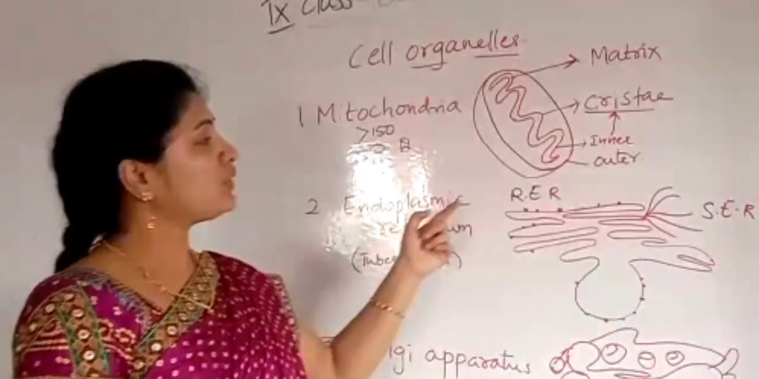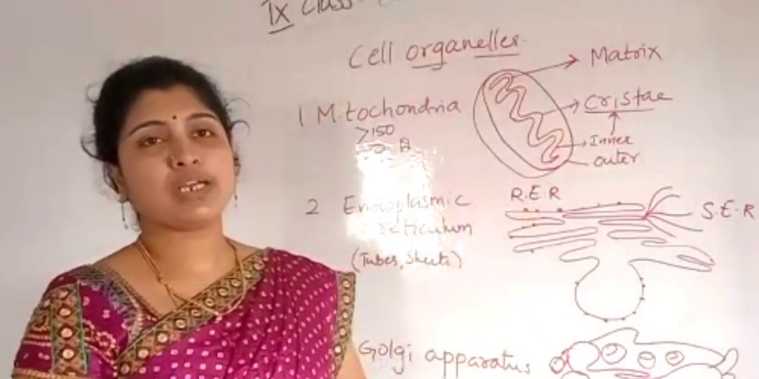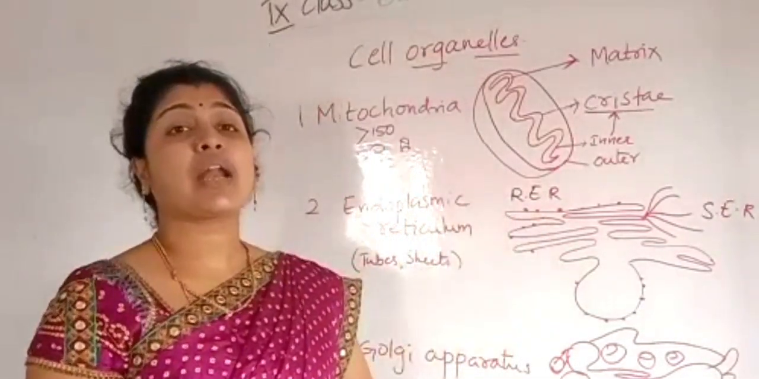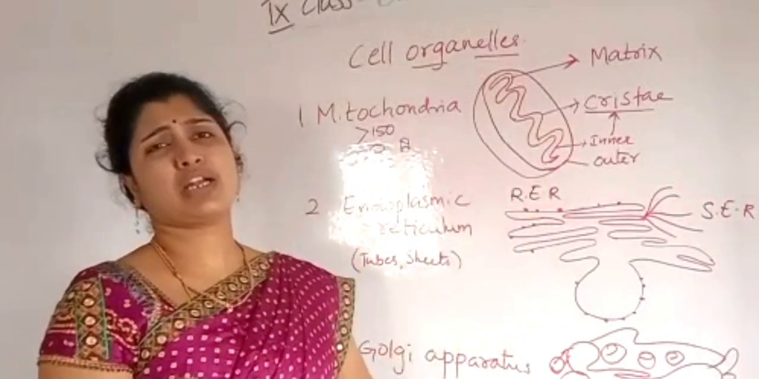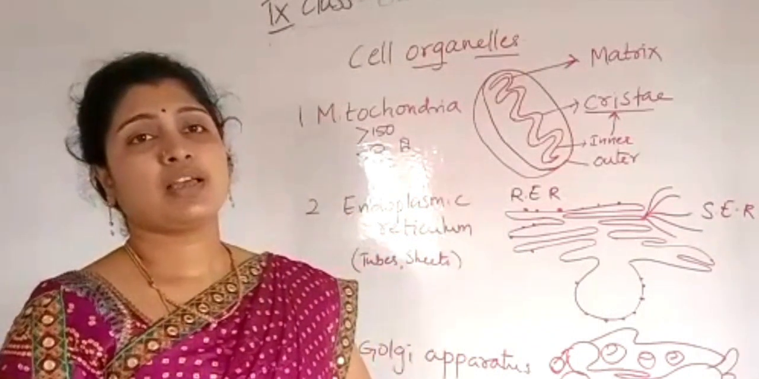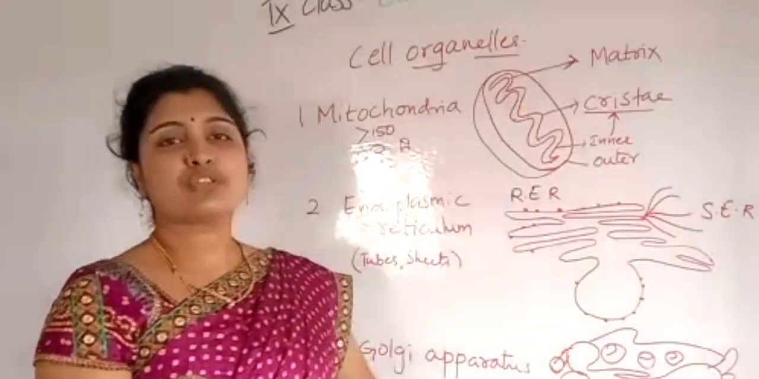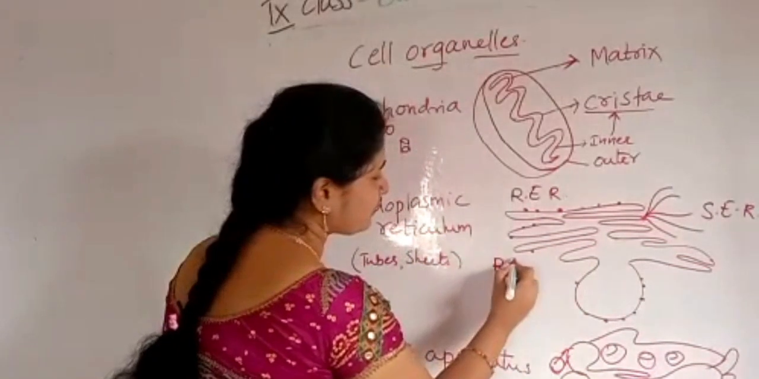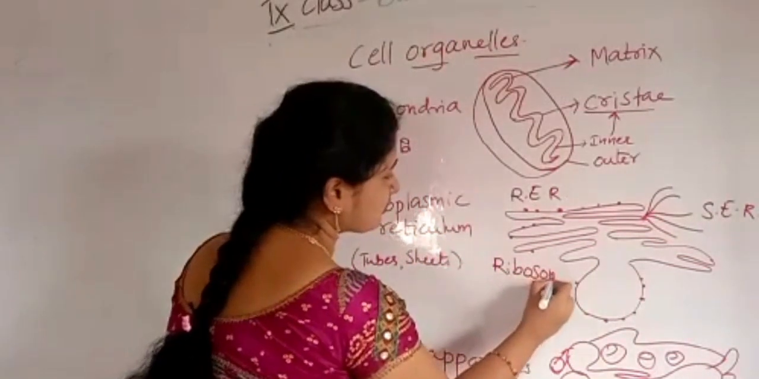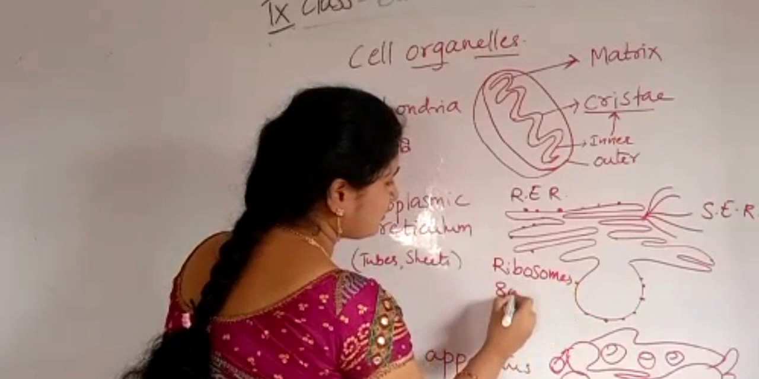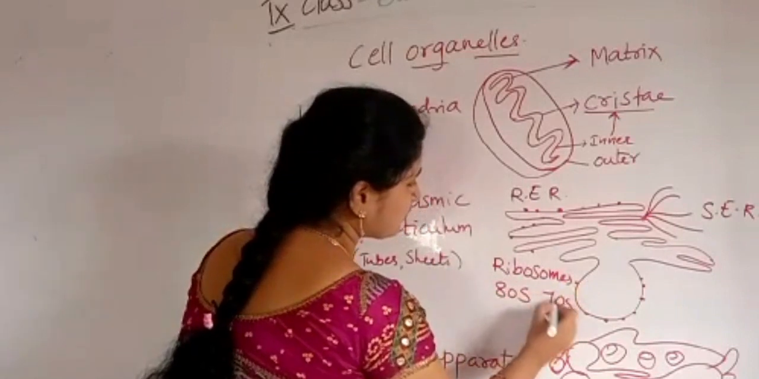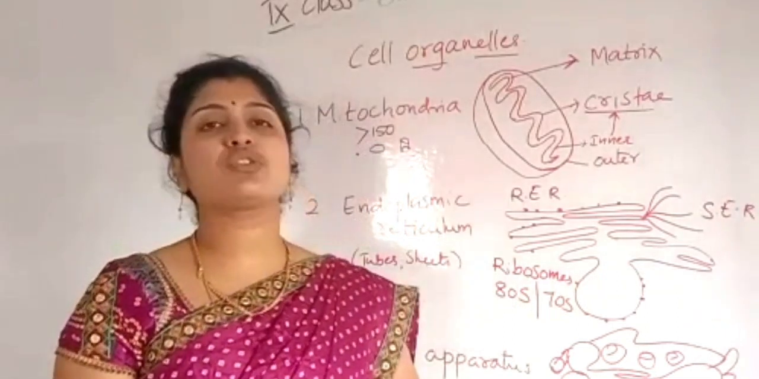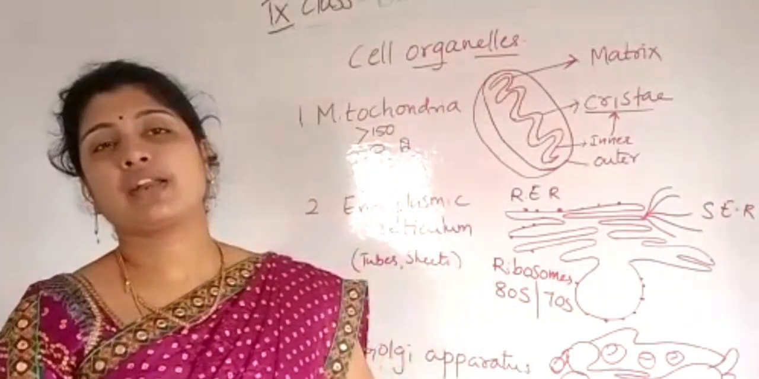If you come to the rough endoplasmic reticulum, what is present on its surface? Ribosomes. Generally, ribosomes are of two types: 80S ribosomes and 70S ribosomes.